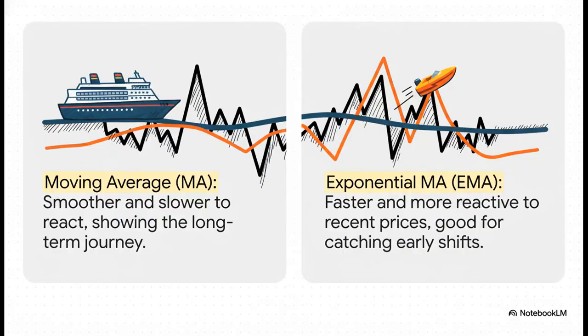But not all moving averages are created equal. The standard MA is kind of like a big cruise ship. It's slow, it's steady, and it's great for seeing the long-term journey. The EMA, on the other hand, the exponential moving average, that's more like a speedboat. It reacts way faster to what's happening right now, which can help you spot potential changes in direction a little bit earlier. So long-term view, the MA is your friend. Trying to catch shorter swings? The EMA might give you that earlier heads up.